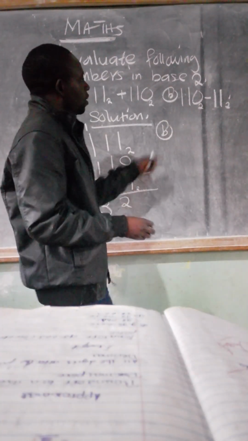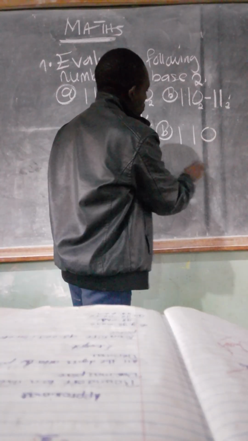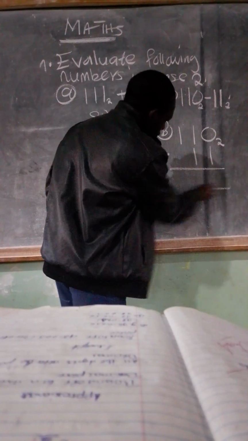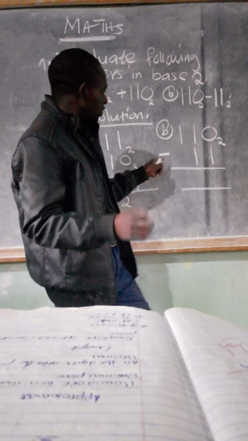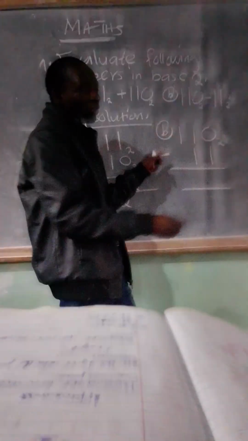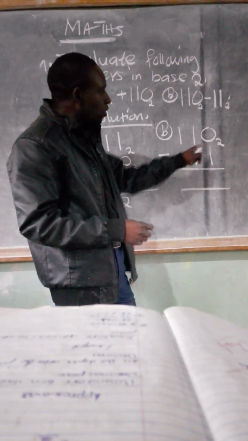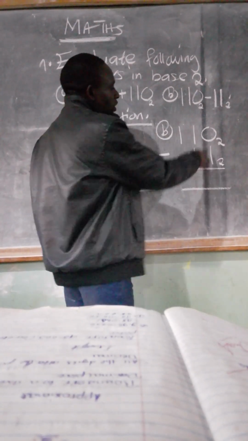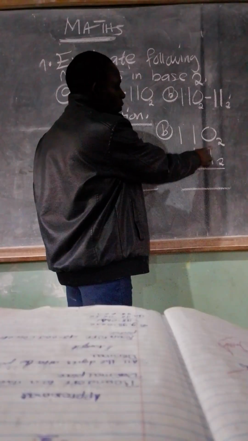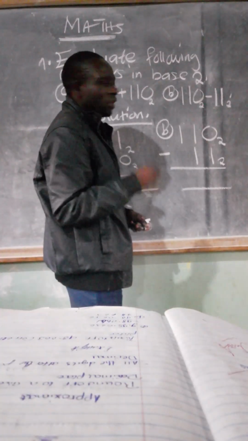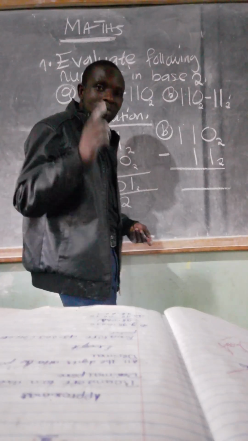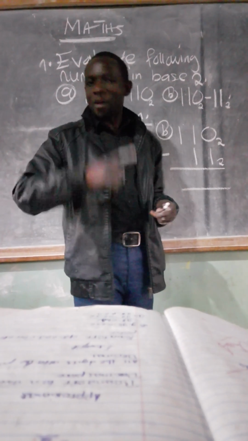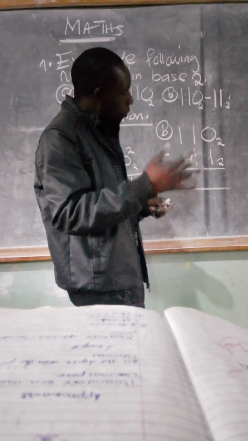Question B is here. We're going to get 110 base 2 minus 11. We are now subtracting in base 2; before, we were adding in base 2. How do you do it? You start from the right hand side. You say 0 minus 1. It can't. So what do we do? We are going to borrow a base, which is base 2, because we're in base 2. Is it clear? We are going to borrow a base.